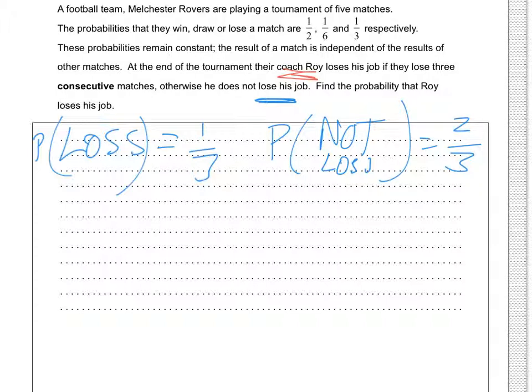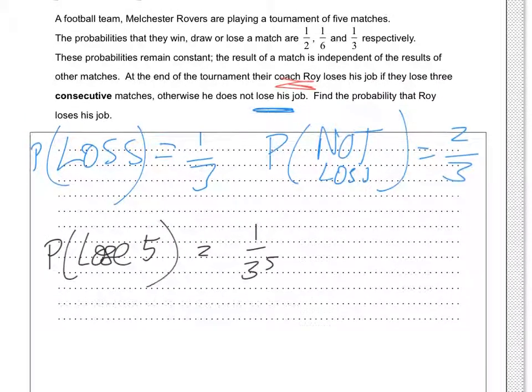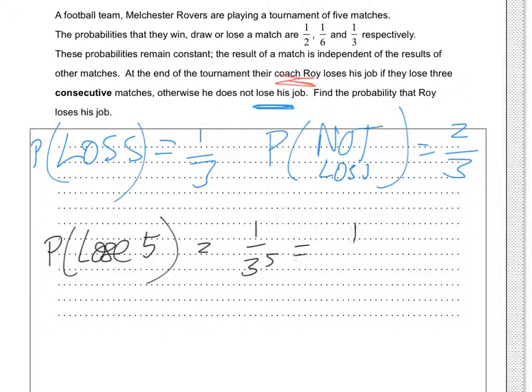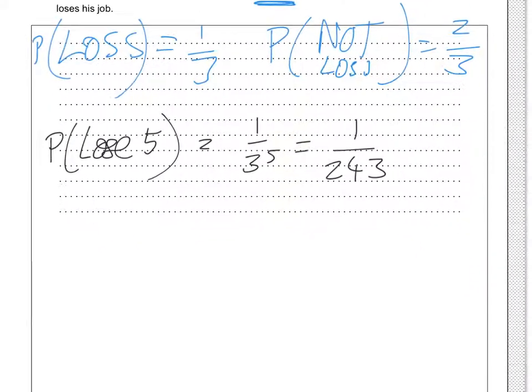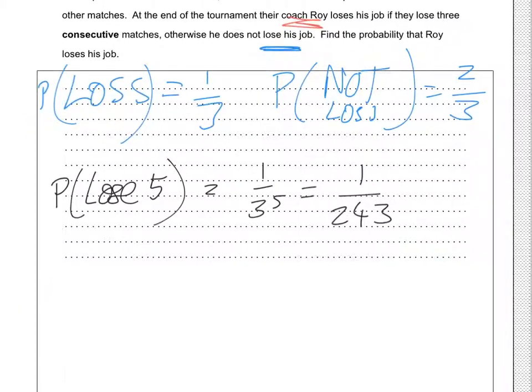So, how could that happen? Well, if they lose all 5, then he's obviously lost 3 in a row. So the probability that they lose all 5 is 1/3 to the 5, or 1/243. Non-calculator paper. It's not a nice number, really.